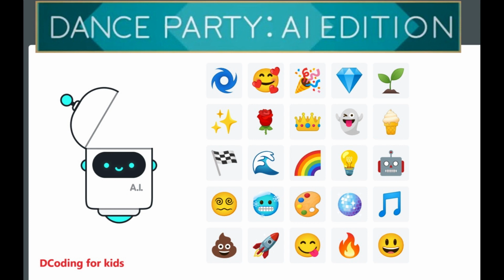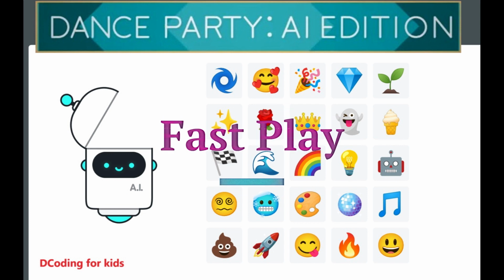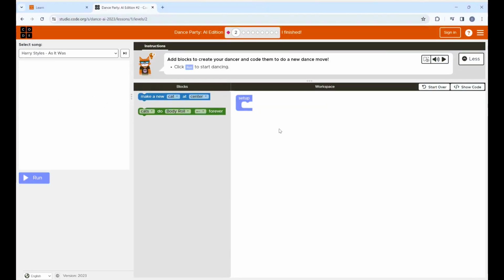Decoding for Kids. In this video, let's fast play the Dance Party AI Edition game, all puzzles in one stretch. Okay, now let's play puzzle 1 to 10 in a fast manner.